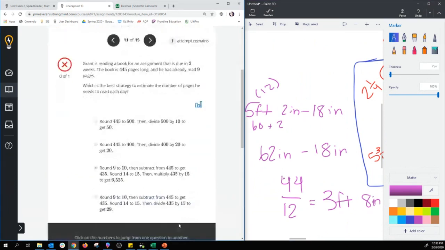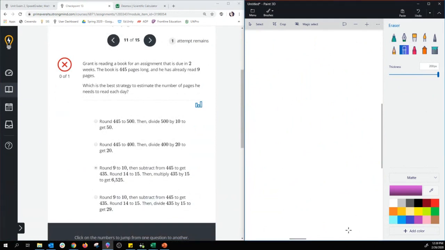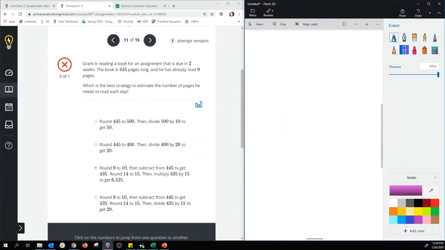All right, number 11. Look at all these numbers. Here's Grant with that book he was reading for his project. So we had our equation for this one, but I actually don't think we need to use it here. If Grant's reading his book and he has those 2 weeks, right? It's 445 pages long, but he's already read 9 of the pages. What strategy can he use to best estimate the number of pages he needs to read each day?